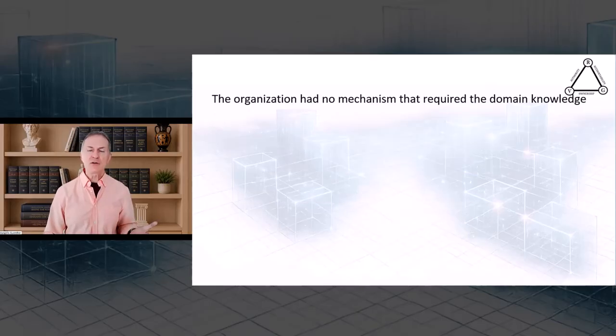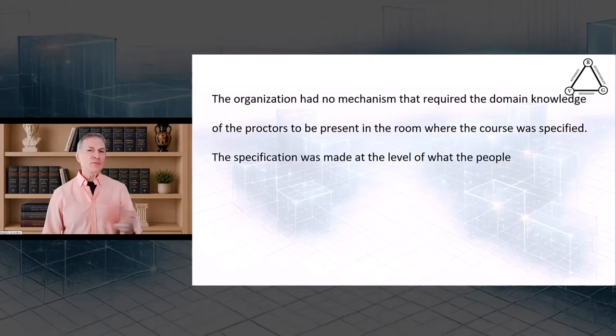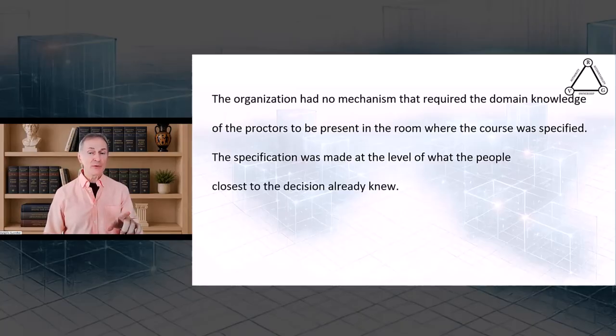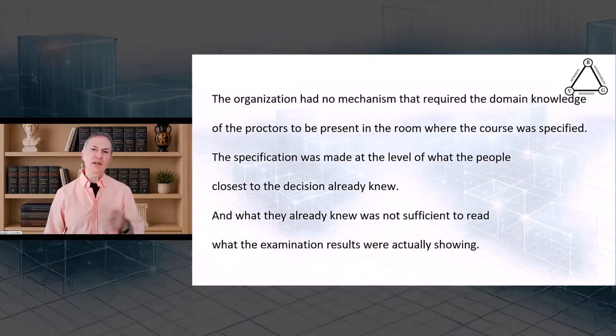The organization had no mechanism that required the domain knowledge of the proctors to be present in the room where the course was specified. The specification was made at the level of what the people closest to the decision already knew, and what they already knew was not sufficient to read what the examination results were actually showing.